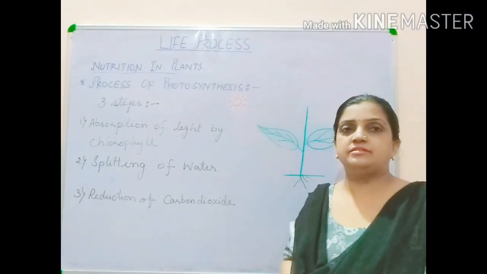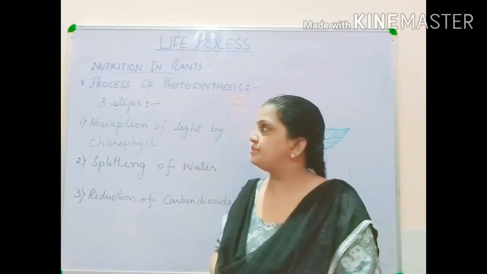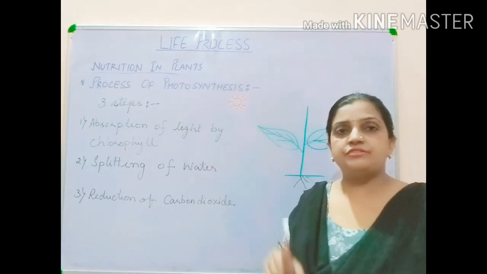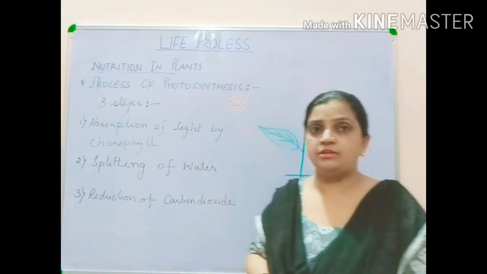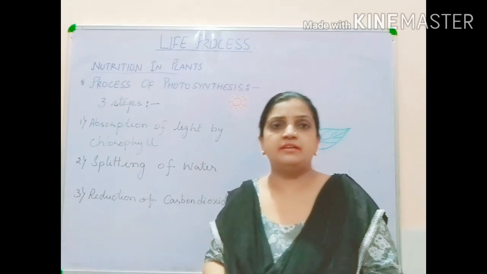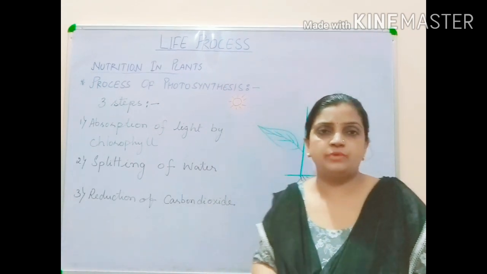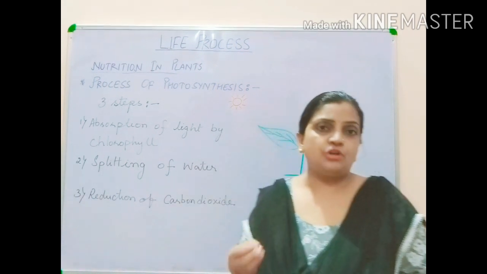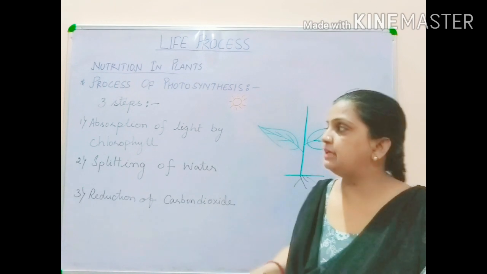Now let us, children, move to the explanation of the 3 steps of photosynthesis. Children, there are 3 steps which are very important at your level to understand. In detail, it is not needed. You will be studying in the higher classes like 11th and 12th how the complete process of photosynthesis happens. But at your level, which is important, I will be explaining it now.